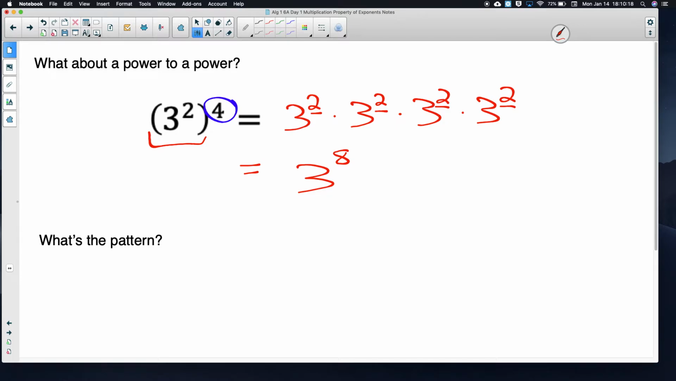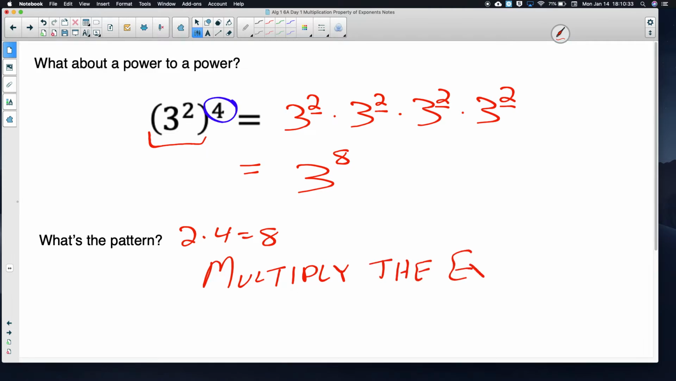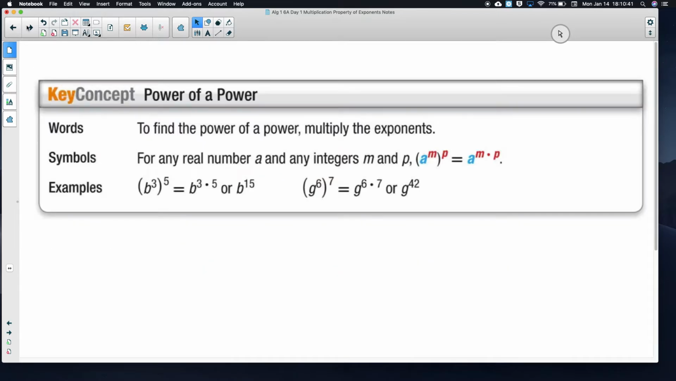So what's the pattern? How do I get to 8 from my original exponents of 2 and 4? Well, I've got 2 times 4 equals 8. So when I have a power raised to a power, what I want to do is multiply the exponents. And that is what that chart is going to say in your notes. It gives you a couple more examples and also rewords what we just discovered. So make sure you look at those examples and understand what's going on. When you've got a power to a power, you're going to multiply those exponents together.